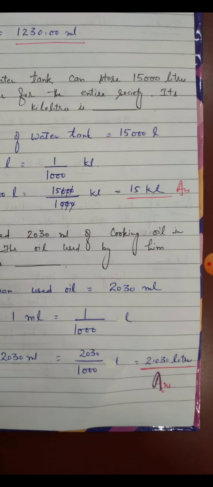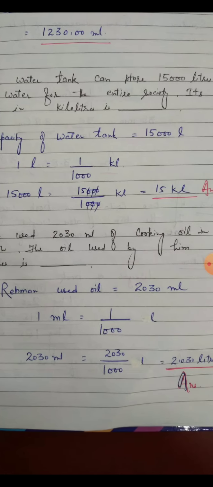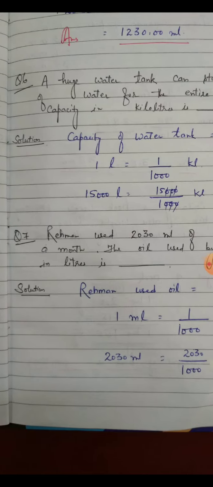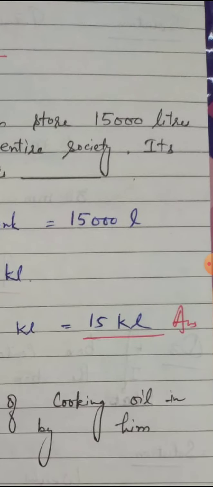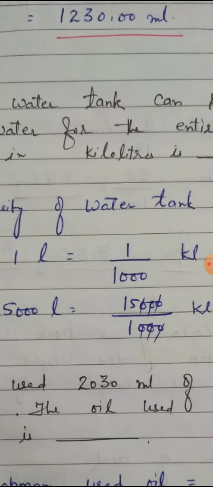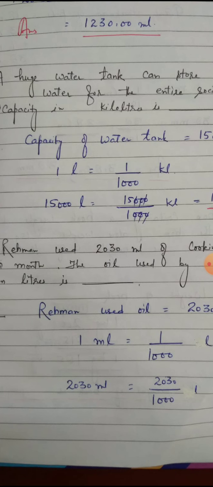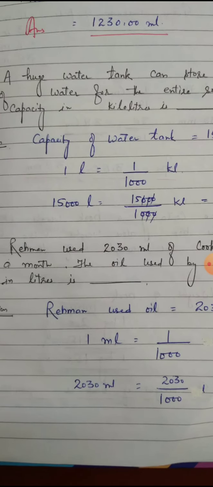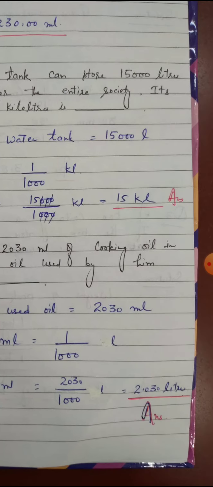Some problems, story sums. A huge water tank can store 15,000 liters of water for the entire society. Its capacity in kiloliters. The capacity of the water tank is 15,000 liters. 1 liter is equal to 1 upon 1,000 kiloliters. So convert this 15,000 liters. You will divide, cut the zeros, 3 zeros from 3 zeros, you will get 15 kiloliters. This is all for today.